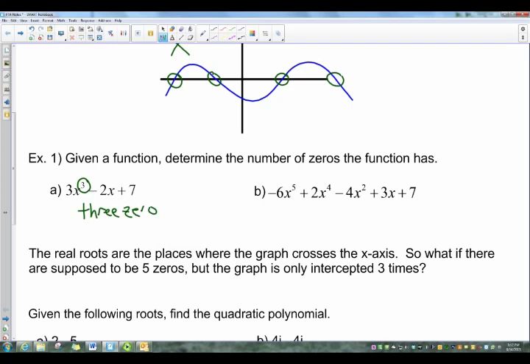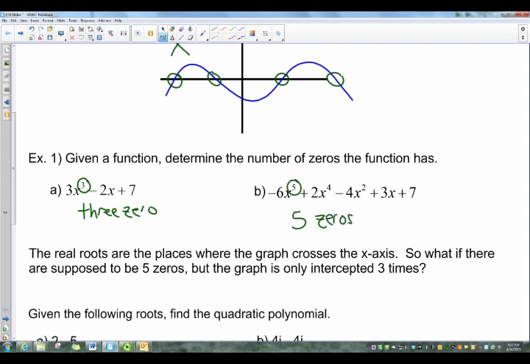Okay, that second one there, negative 6x to the 5th plus 2x to the 4th minus 4x squared plus 3x plus 7, wants to know how many zeros this has. So we look through this. It's got a 5, a 4, a 2, and a 1 as exponents. Well, the degree is the largest, and the largest is 5. So this has 5 zeros, and there you go.